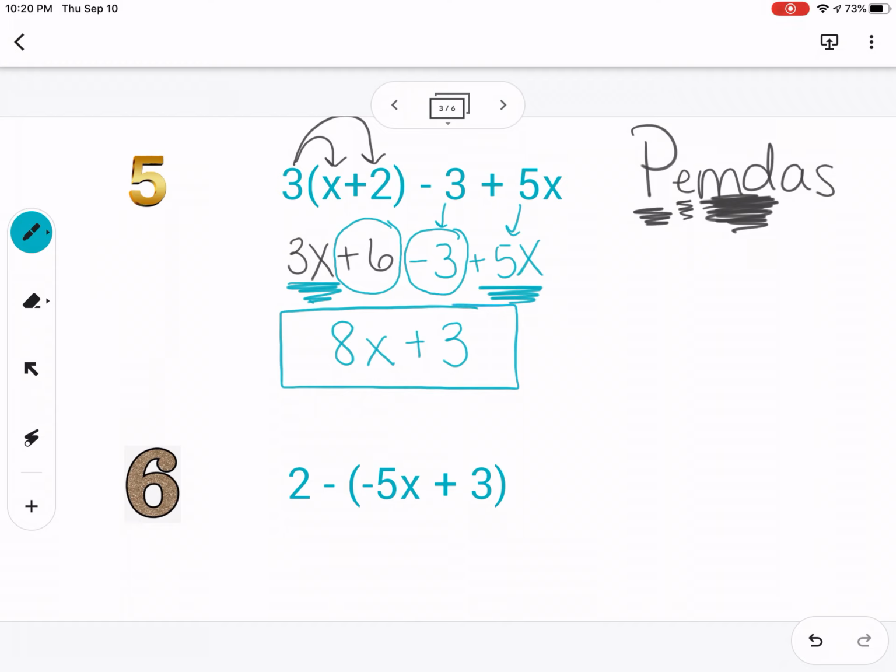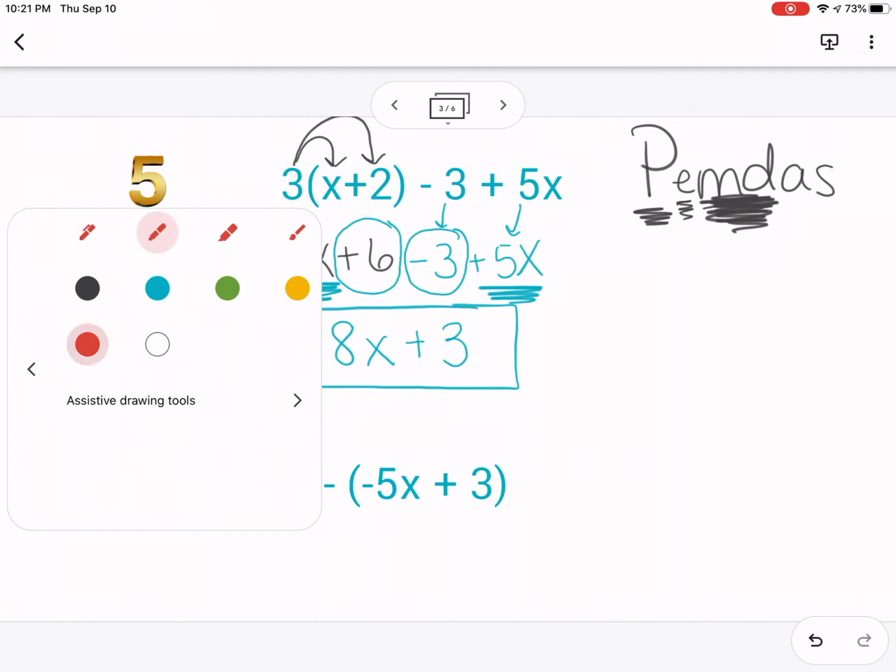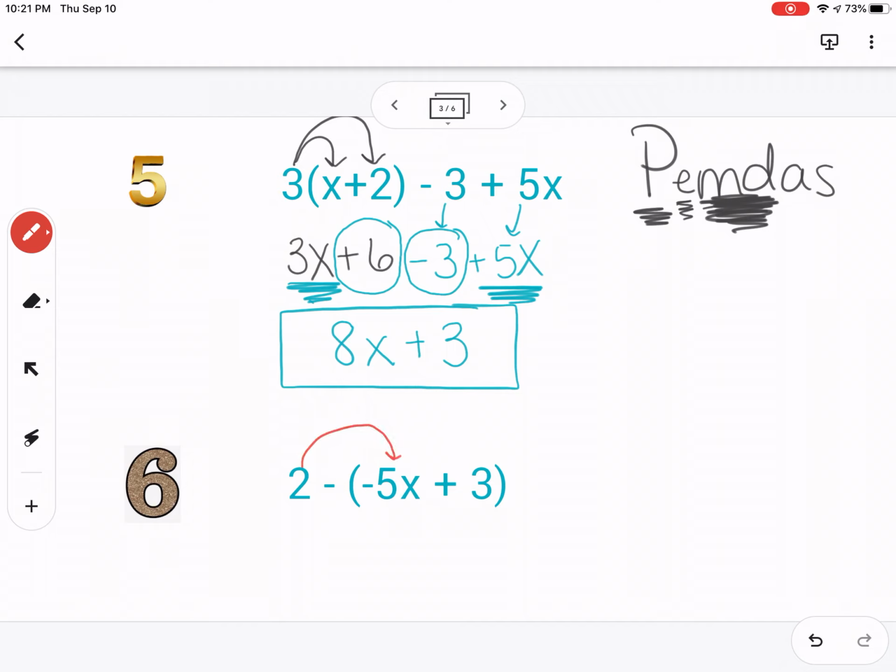Number 6. What's happening here with the 2? Is it being distributed? Is it being distributed to the parentheses? Pause, ask yourself yes or no. Is the 2 being distributed? And yes or no, and why or why not? Pause the video and ask. So the answer is no, it's not being distributed.